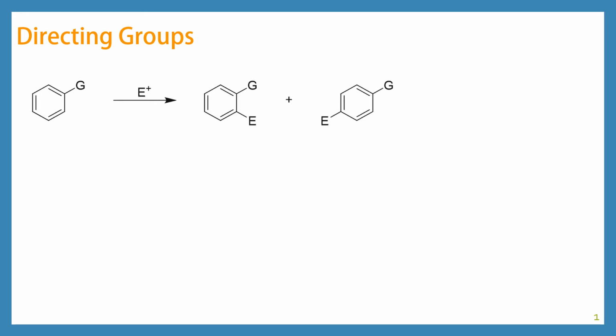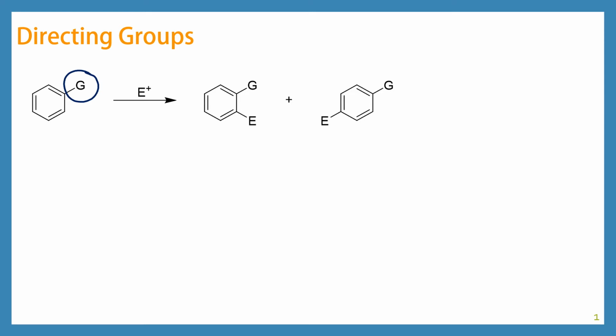They are standing in the intersection and they tell you, okay, you can drive forward, you go to the right, you stop. Directing groups tell you where the next reaction will occur. So there are two types of directing groups. Our first type is the ortho-para directing groups. In this example, the group indicated by the letter G is an ortho-para director.